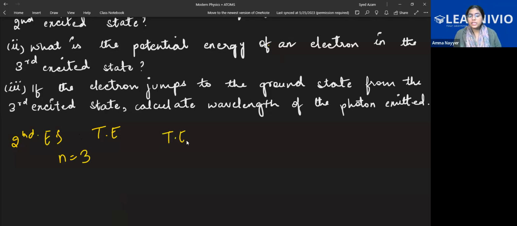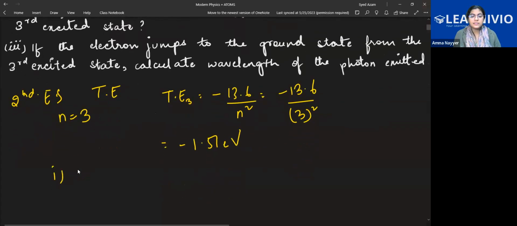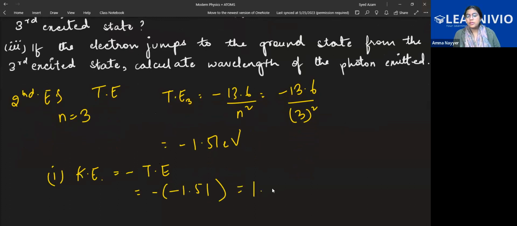So see, the total energy for the third one is minus 13.6 by N square. So this will be minus 13.6 by 3 whole square. I told you to remember till the 5th or 6th one, right? So the third is minus 1.51 electron volt. Now, the question was to calculate the kinetic energy. The kinetic energy is just the negative of the total energy. So it will be minus of minus 1.5, so it will be plus 1.5 electron volt.